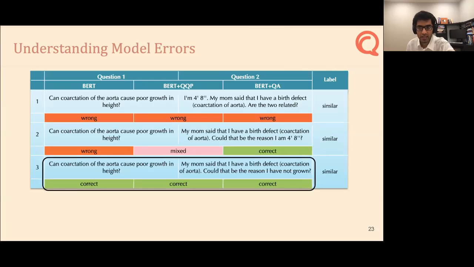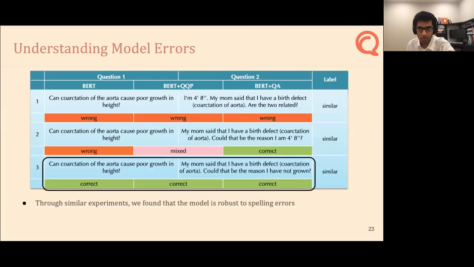In contrast, it is not until we replace "I am 4 feet 8 inches" with "I have not grown," as shown in the third row, that the other models get it right. This supports our claim that pre-training on the medical task of question answering embedded medically relevant information into the model that the other models are missing.